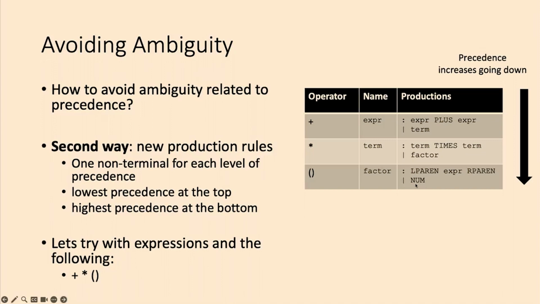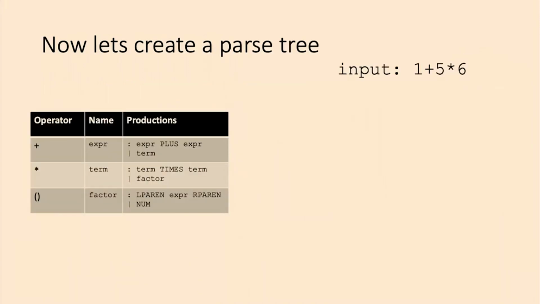Okay? Let's see how this actually looks when we draw a parse tree. This was a string that was giving us problems, right? 1 plus 5 times 6. Let's think about how we can do a parse tree for this. We start with an expression. Because we start with an expression, we have to pick one of these production rules, the first one or the second one. So it can be an expression plus an expression, or a term. Which one do we pick? Do we have to pick one of them? What do people think?